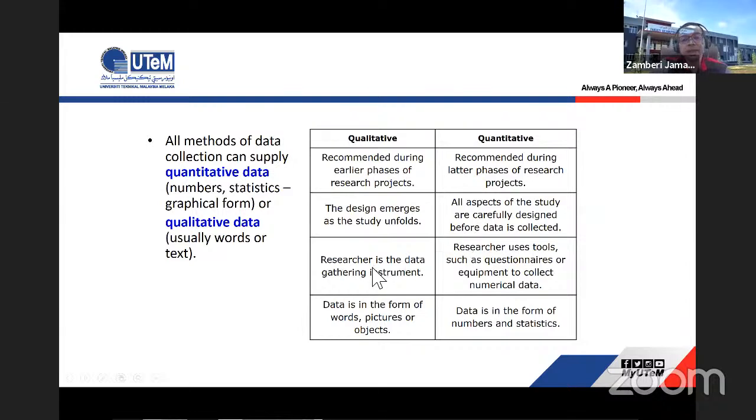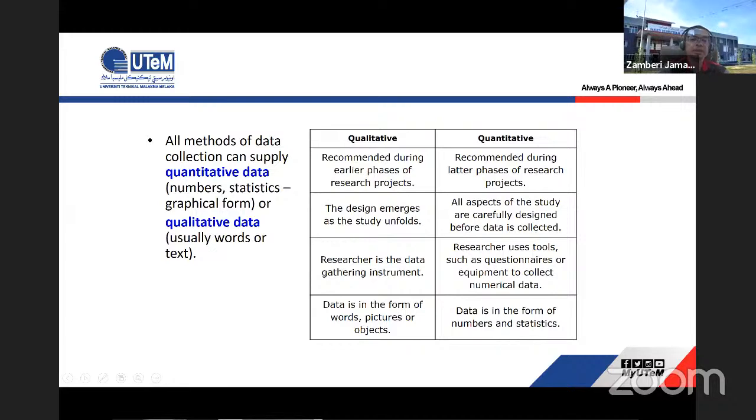The researcher is a data gathering instrument. When we talk about qualitative, it is ourselves who are collecting the data, through tools that we will talk about later on. But in quantitative, the researcher uses tools, whereby the data is collected. For qualitative, data is in the form of words, pictures, and objects, while quantitative data is in terms of numbers and statistics.